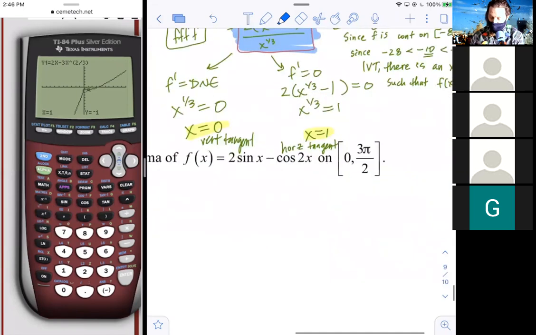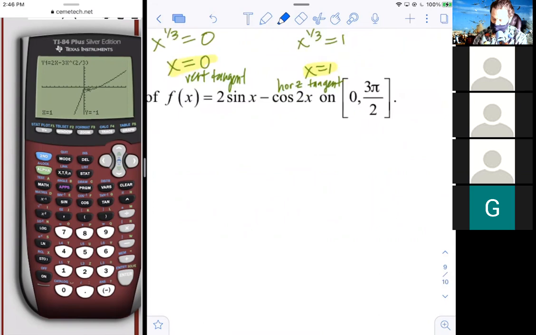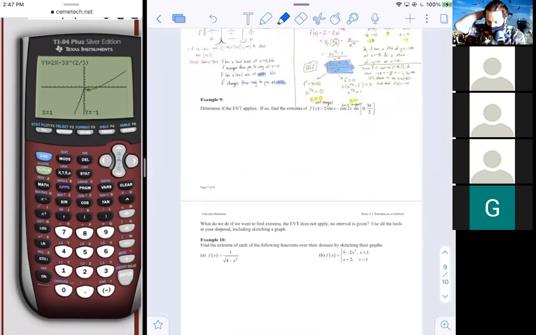Example 9 is trig. You want to do it? Yes? No? Yeah. We all know the unit circle. It's just another EVT example. It is continuous on the closed interval. It's just going to involve evaluating at a bunch of funky angles.